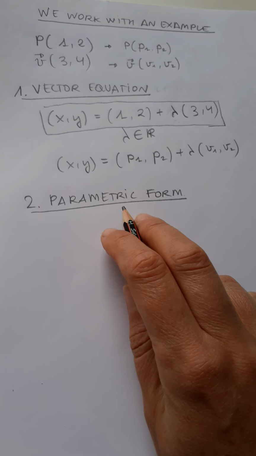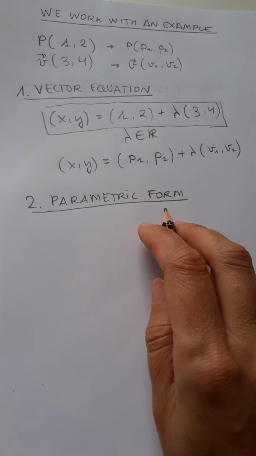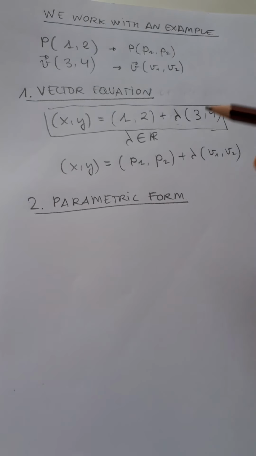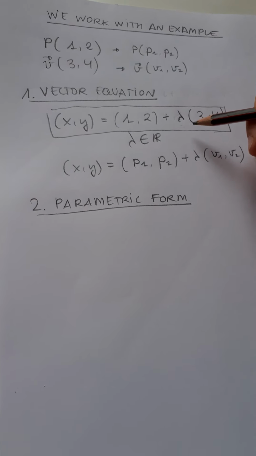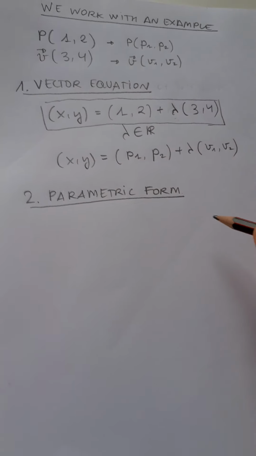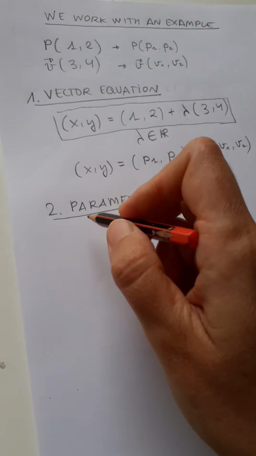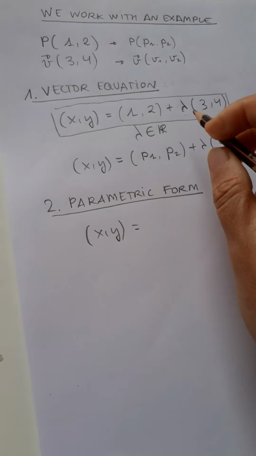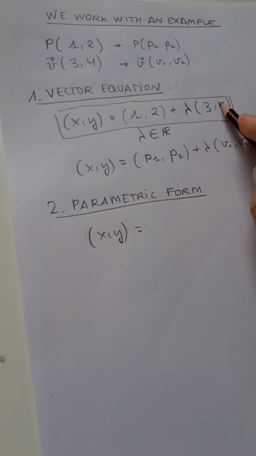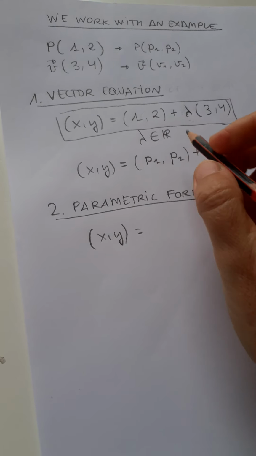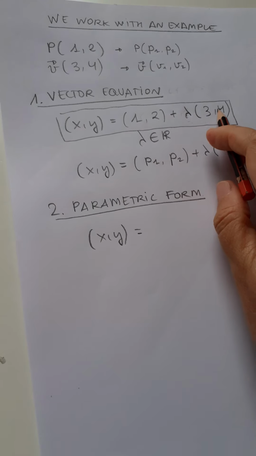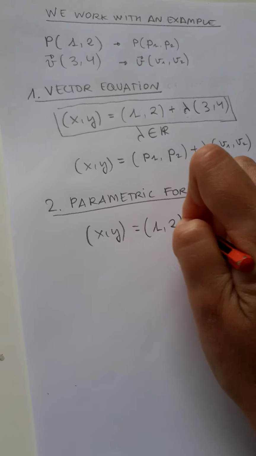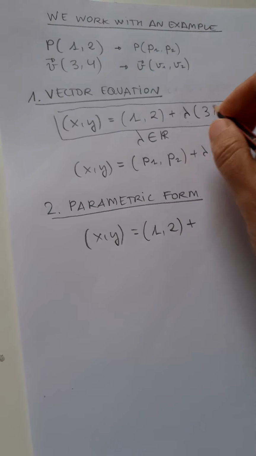We are going to work the parametric form. What we have to do is obtain this equation from the vector equation. So let's operate here. We know how to operate with vectors, so we leave this how it is, and we write x, y equals, and now we are going to operate here, okay? So first we have to multiply this parameter times the vector, so we leave this how it is, 1, 2, plus, and now we are going to multiply.